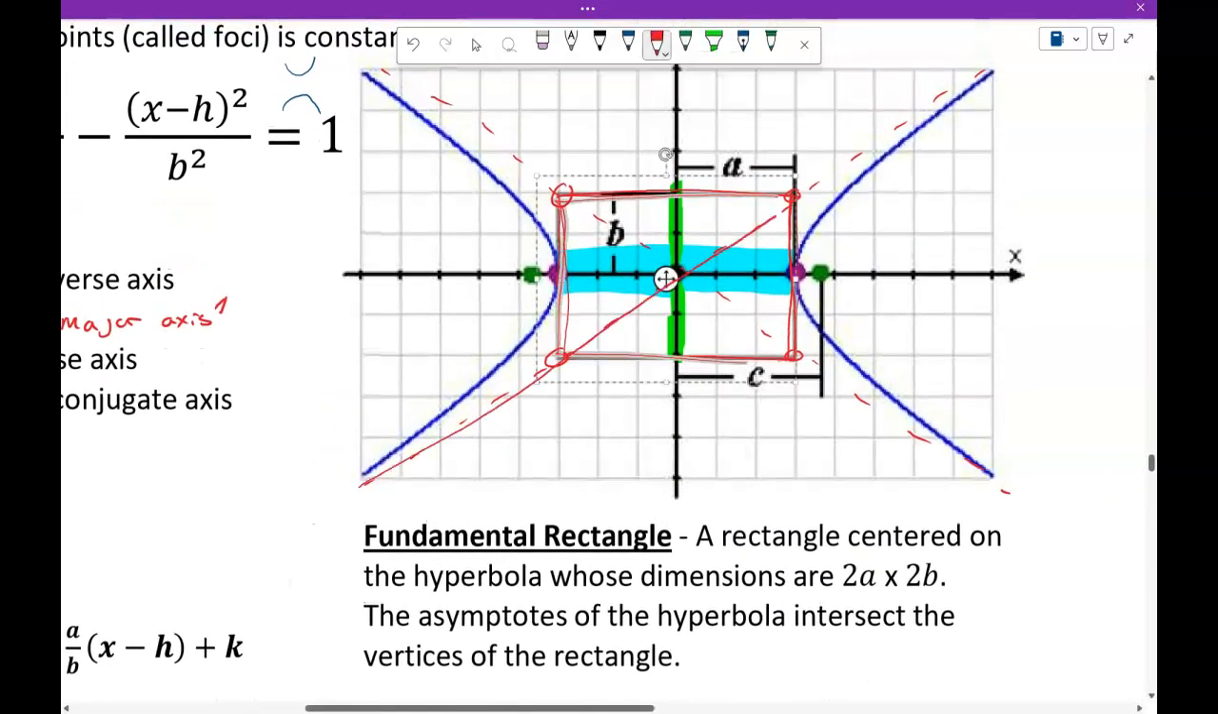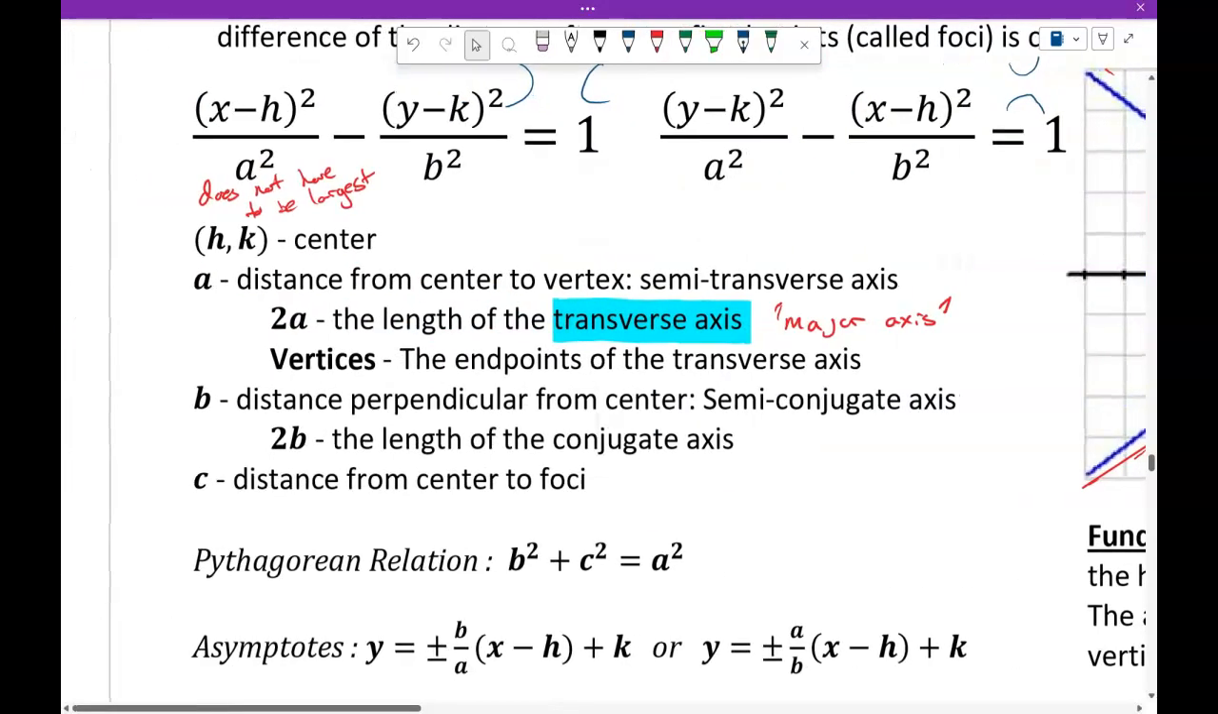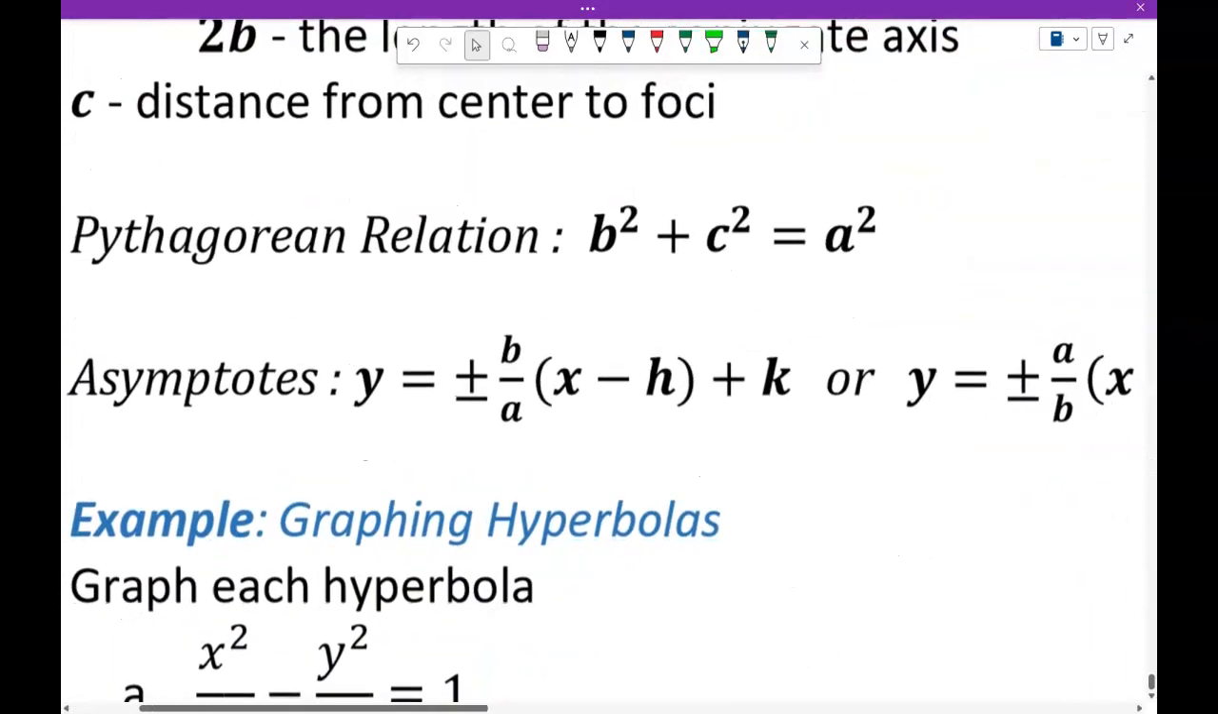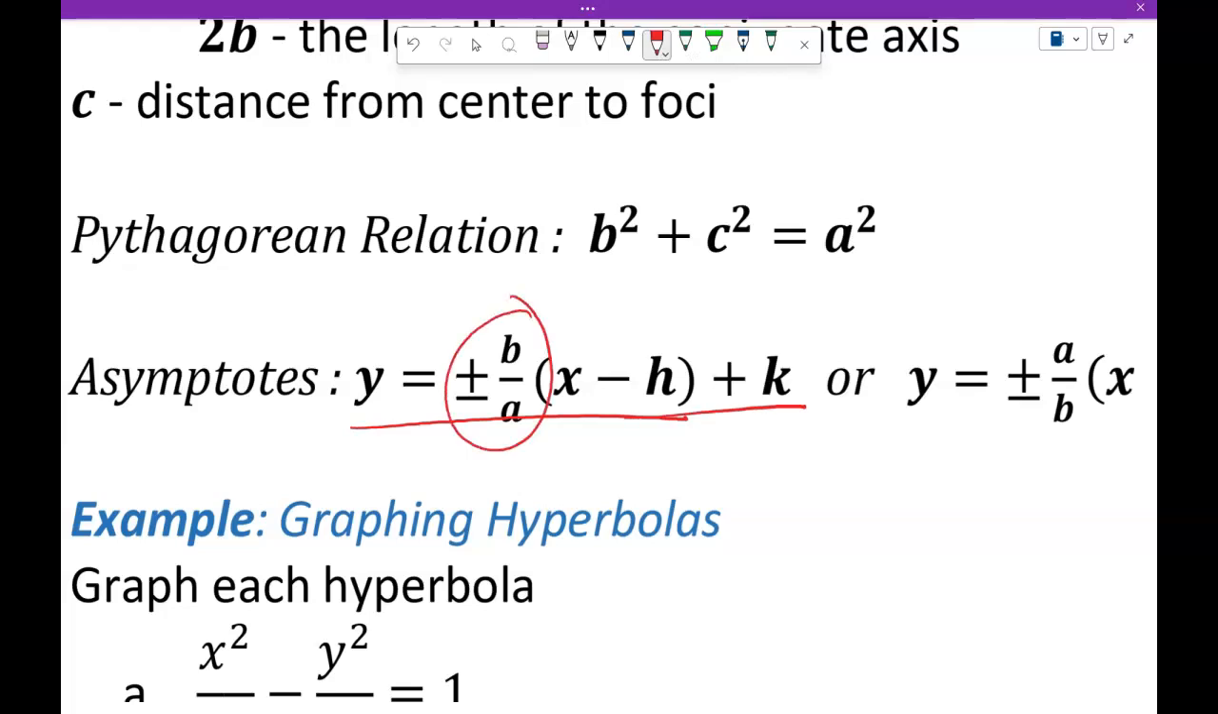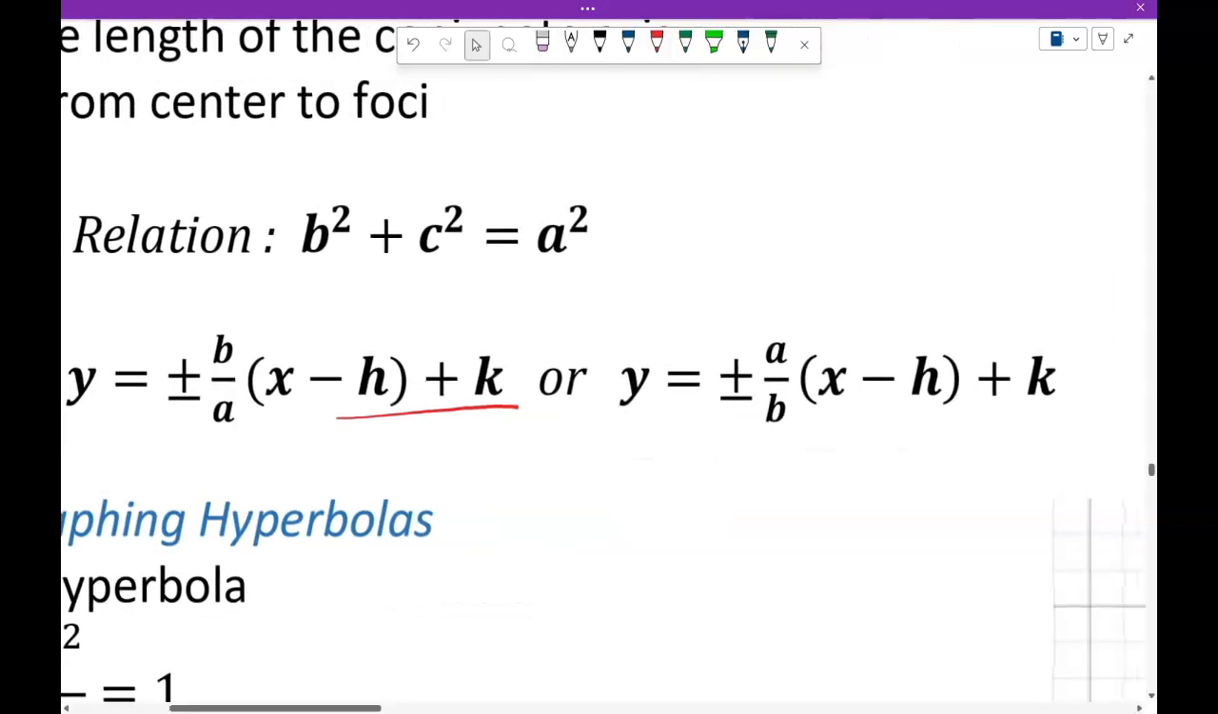If I have a line that runs through here and is centered at the center of my hyperbola, and the slope of that line is the length of B over the length of A, then I can write an equation where I have B over A times x minus h plus k. So we're still using this value for center, and we use that fundamental rectangle to determine the slope, either B over A or the slope A over B.